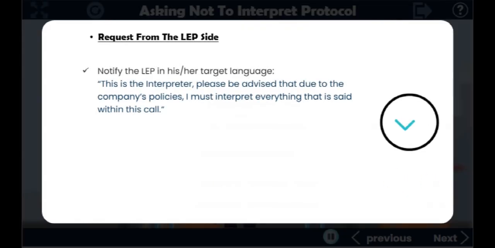You'll say in the LEP's target language, "This is the interpreter, please be advised that due to company policies, I must interpret everything that is said within this call."